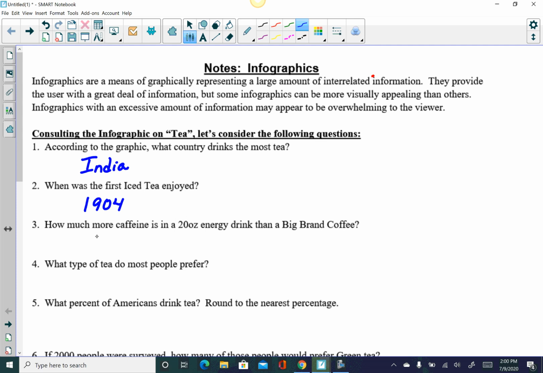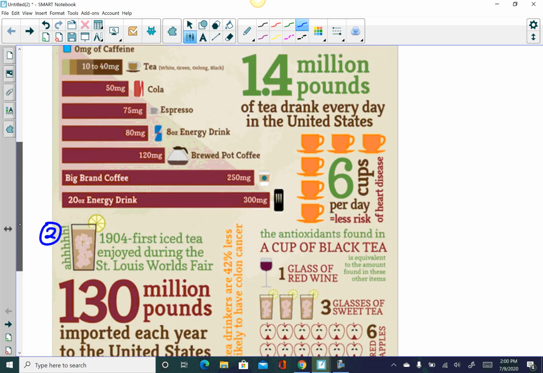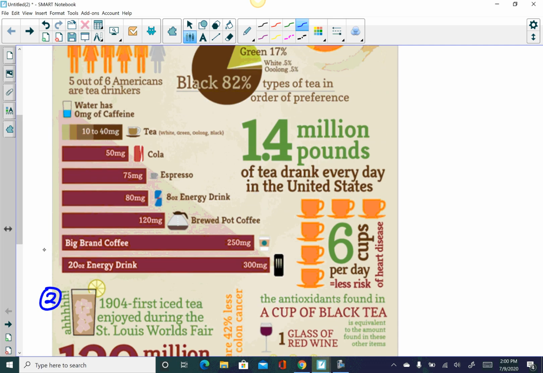So number 3 says, how much more caffeine is in a 20-ounce energy drink than in a big brand coffee? So going back to our graphic, I can already see here's our big brand coffee right here, and a 20-ounce energy drink. Sorry, I got it confused for just a moment up here with that 8-ounce energy drink. My 20-ounce energy drink is right here. So basically right here and here, these 2 pieces. That's what I'm using to answer question number 3.